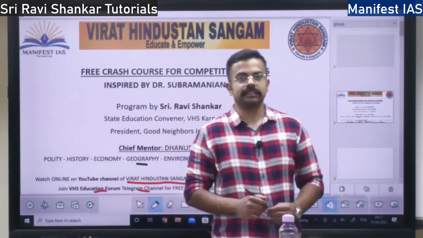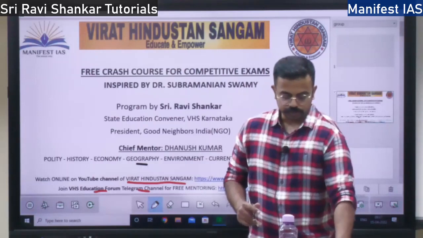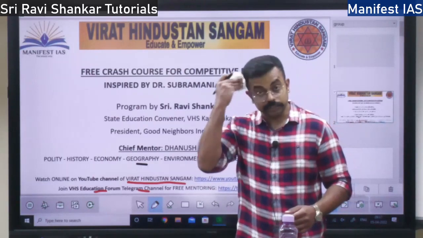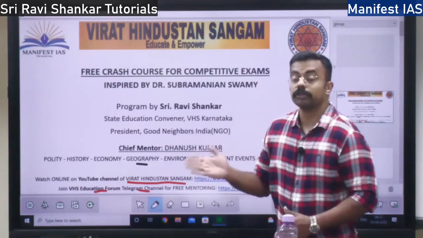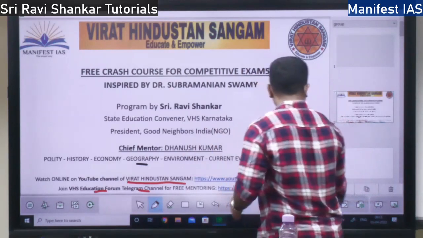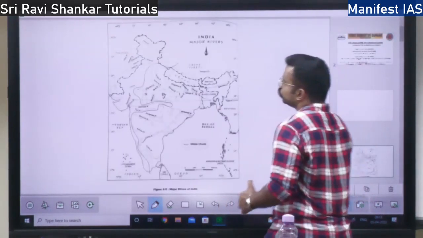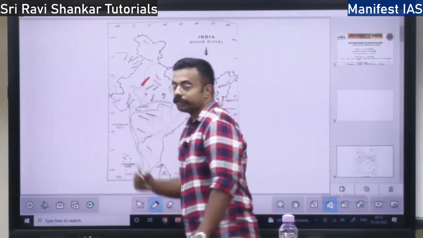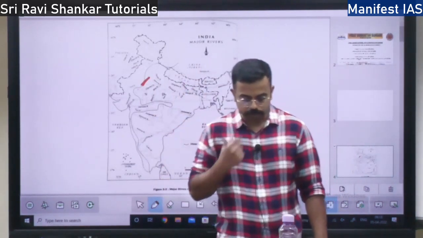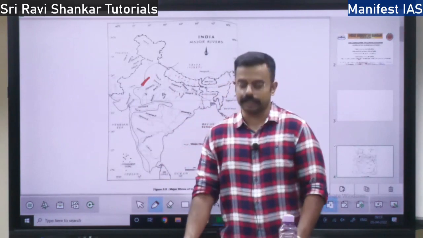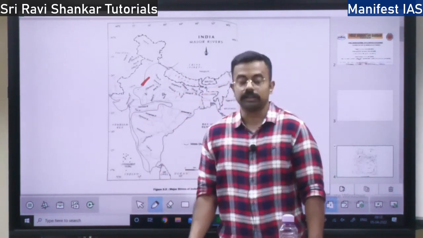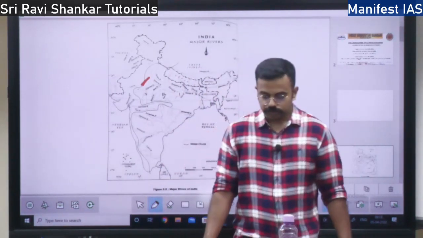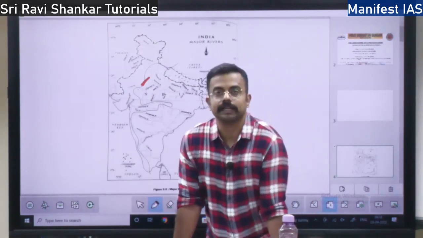So where is this desert located? The Indian desert is located in the northwestern part of the Aravallis. So here, somewhere here, is the Aravalli mountain. The northwest part of Jaisalmer and all those regions is the Thar Desert region, right? So it is called the Great Indian Desert. So what do you find in this desert?